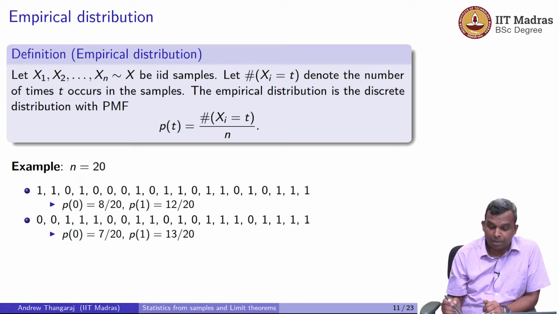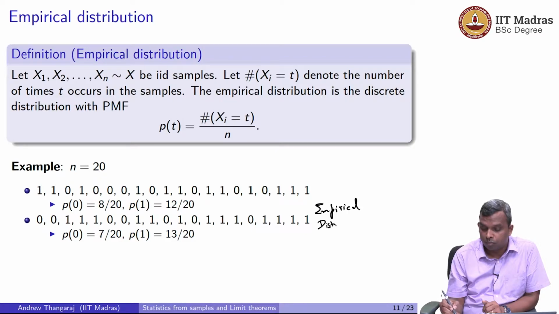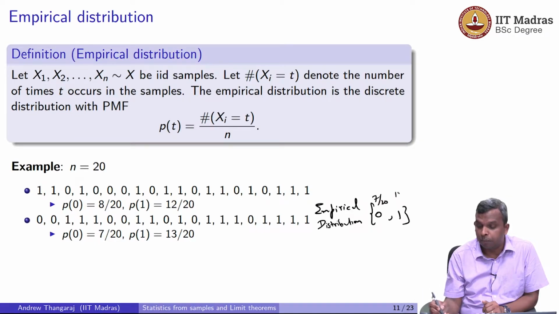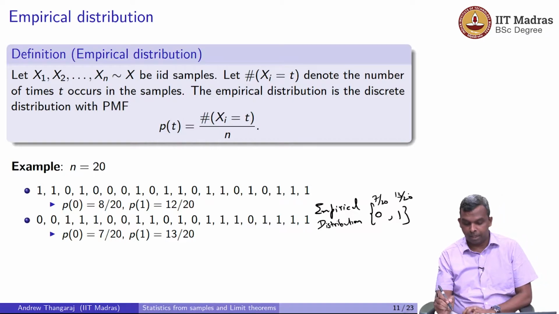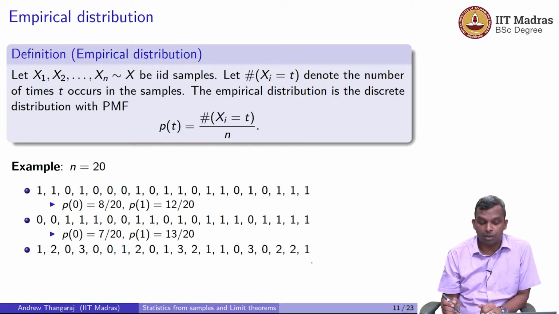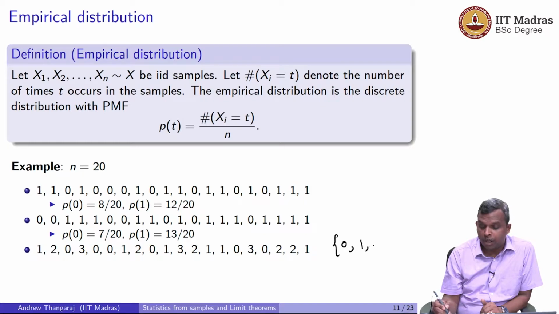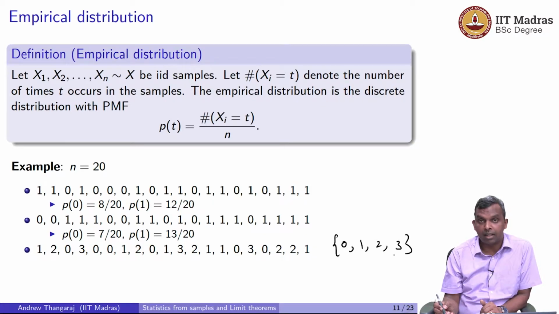Here is another set of samples where you have 7 zeros and 13 ones in 20. Now the empirical distribution will again have just 0 and 1 occurring in these samples, and 0 occurs with probability 7 by 20, 1 occurs with probability 13 by 20. Here's another set of samples. Look at this set: 1, 2, 0, 3. Now 2 and 3 are also happening. So if you look at the range, it's going to be 0, 1, 2, 3.